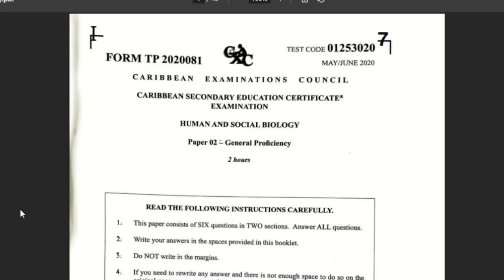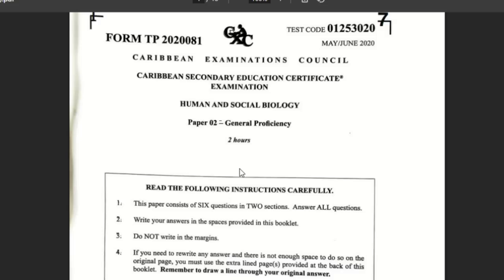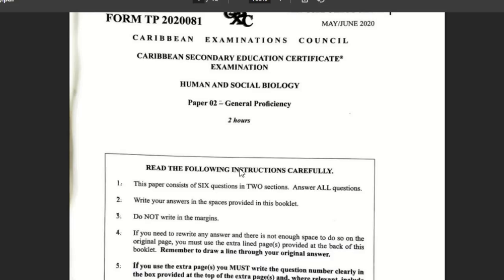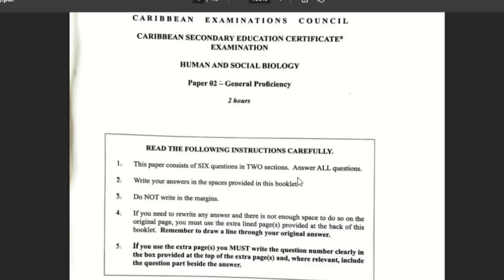Okay, so this is another past paper that we're going to go through. This one is taken from 2020. It's the same instructions. It just says this paper consists of 6 questions in 2 sections and all that. You should actually read the front page just in case things change. Always read the front page for the different instructions. But now let's get into the real questions.